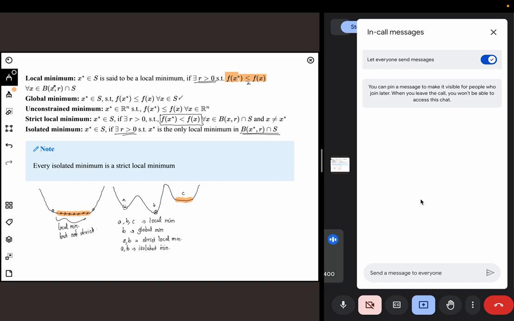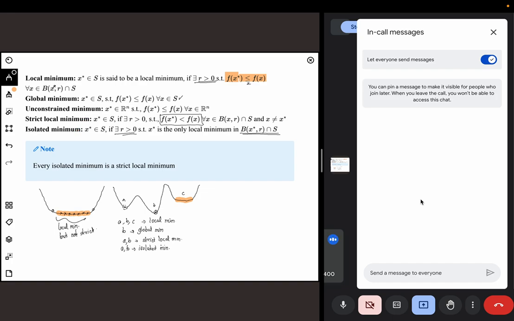Whenever I'm saying it is an isolated minimum, it is the only local minimum in that neighborhood. There can't be any other local minimas, which means all other neighboring points will have values at max, all of them greater than the value that I have considered at x star. That is the definition of a strict local minima. All the values in that neighborhood will have a function value greater than the one at x star, and that is what we are saying is the only local minima. So whenever it is an isolated minima, we can be sure that it is a strict local minima.